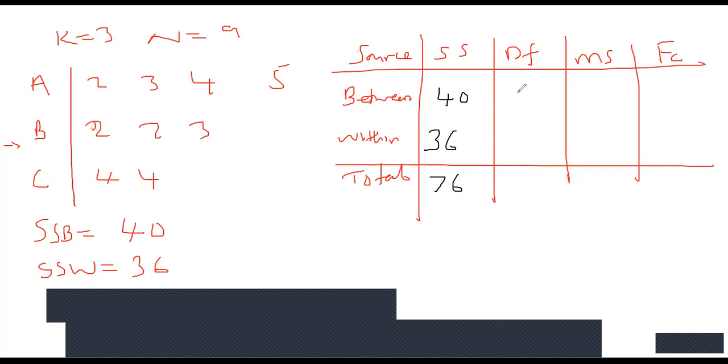Then here, what is the degree of freedom? 2. Then here, N minus K, 9 minus 3, 6. Then the total, N minus 1, 8. Are we together so far?